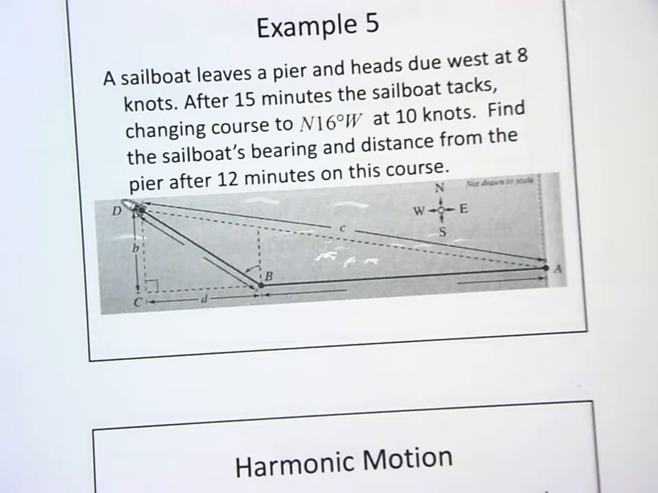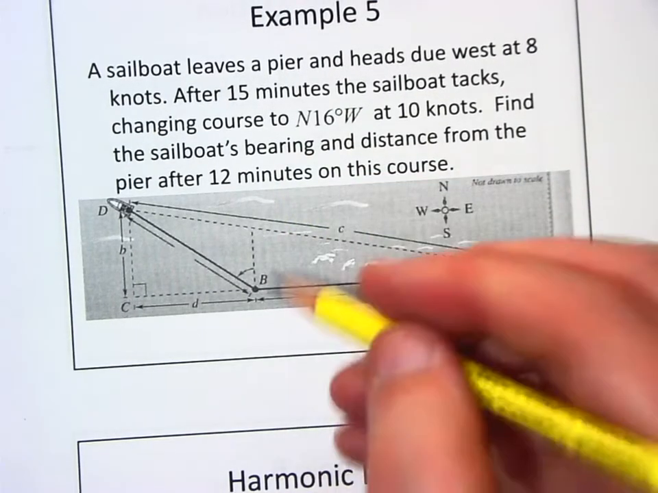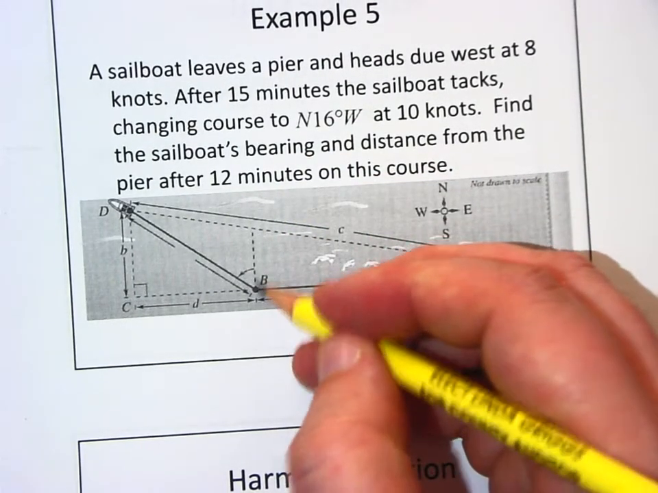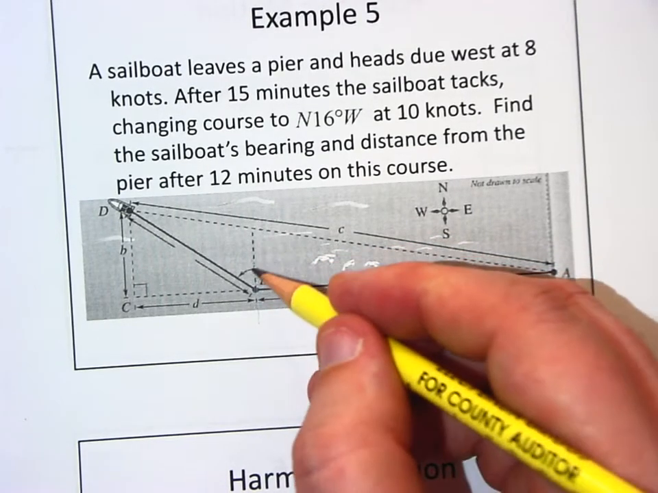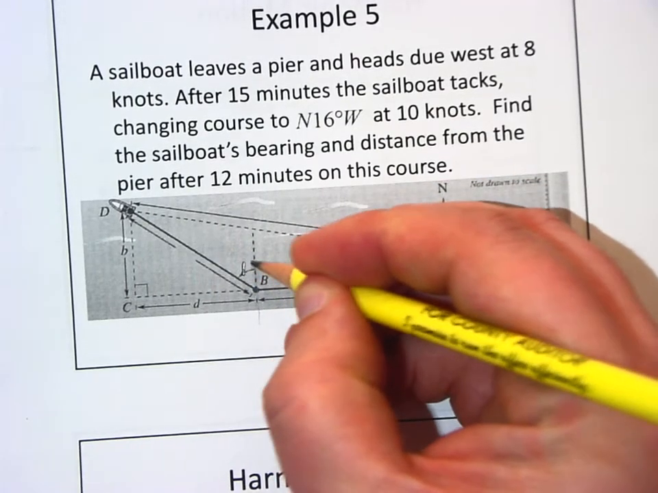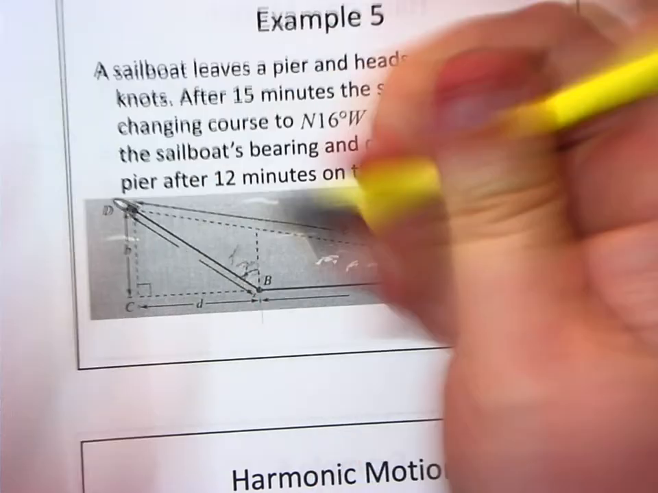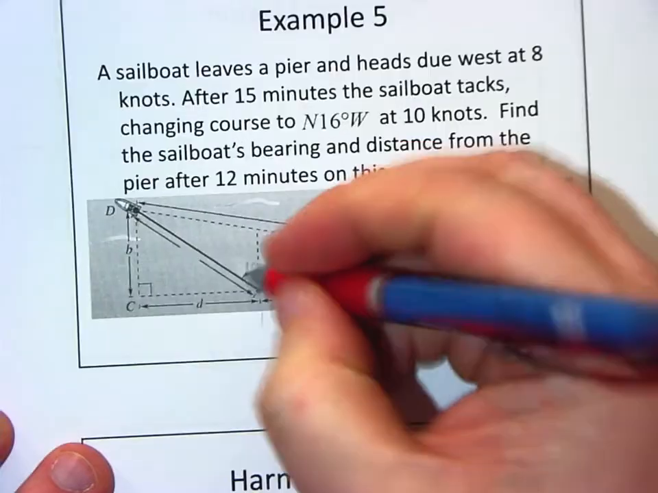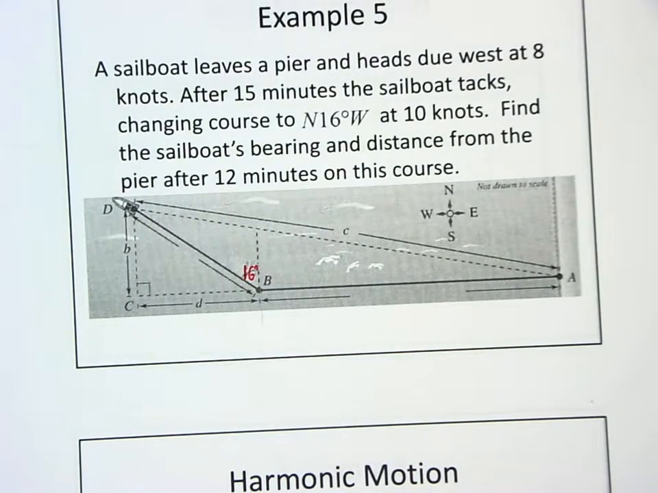Okay? Now, this north 16 degrees west is referring to, here's the north-south line at B, and it's 16 degrees west of that north. So this measurement right here is 16 degrees. That's kind of hard to see. So this right here is 16 degrees. Okay? That's what the bearing thing means.